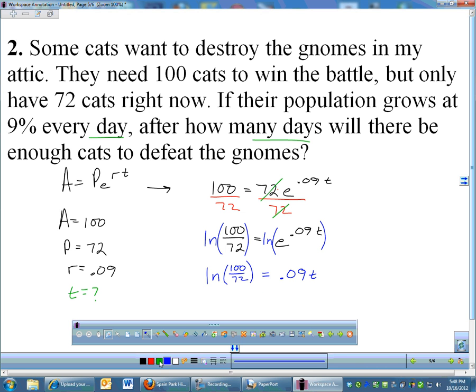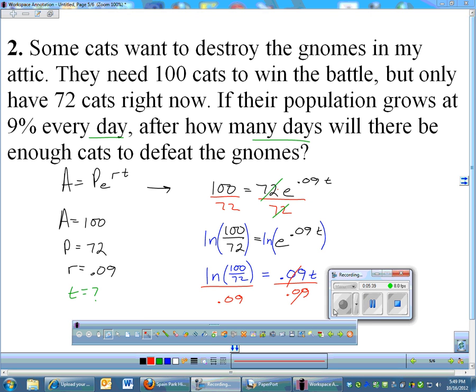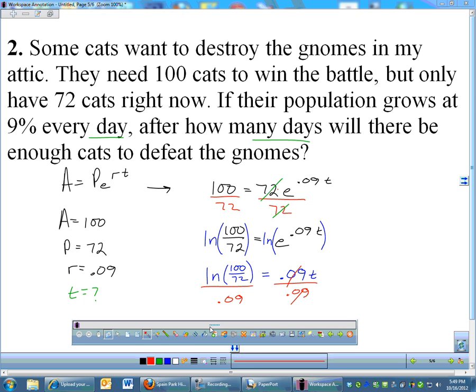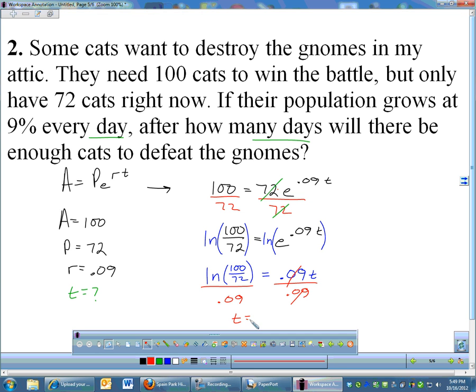And then to finish solving, we will divide both sides by 0.09. Over here, they're going to cancel. Over here, we divide by 0.09. We'll throw that in the calculator. Make sure you watch your parentheses. Okay, so I throw that in the calculator. And according to this model, the cats will have enough to take over the gnomes in 3.650.